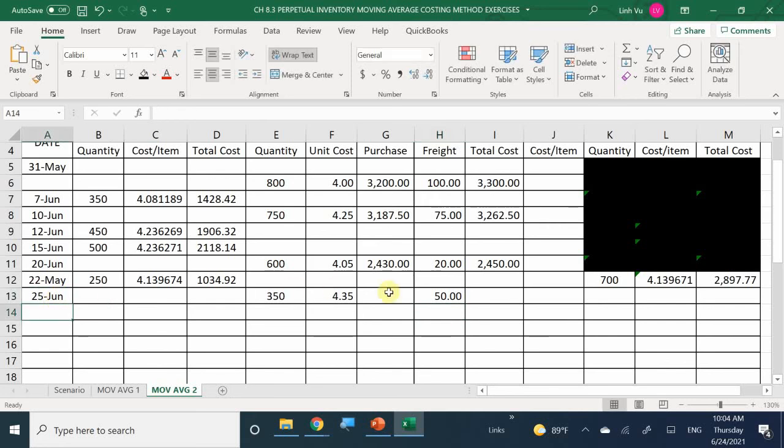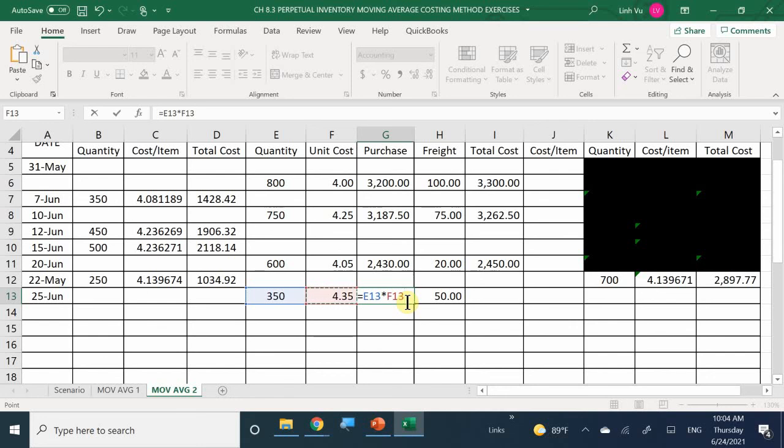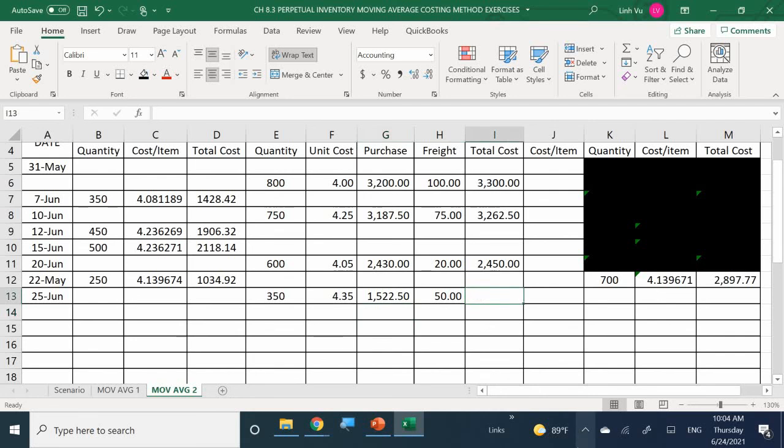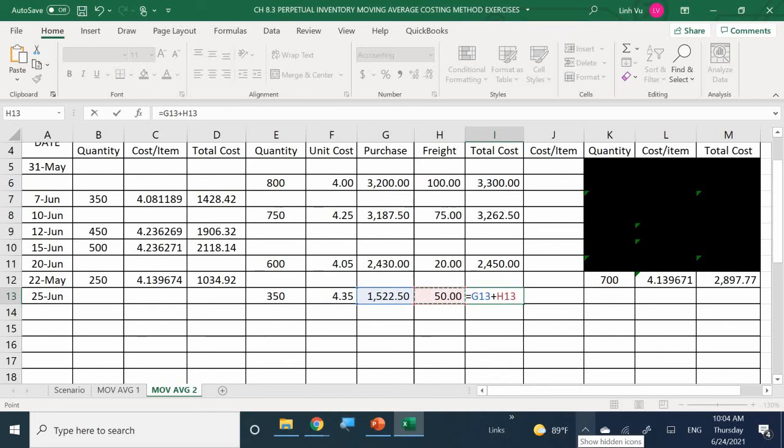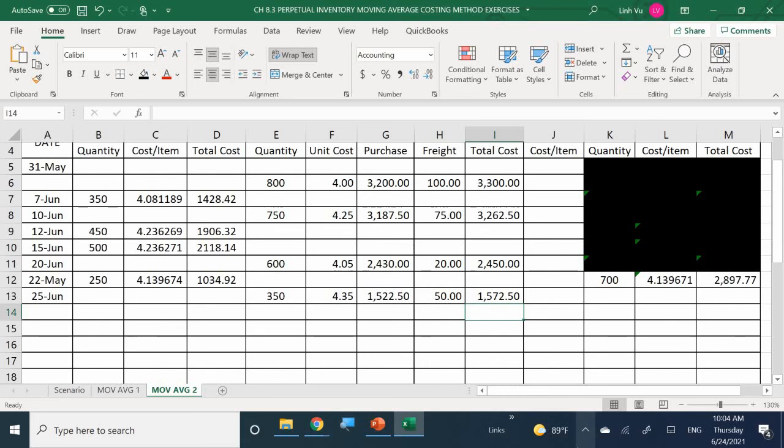Okay, so what's my purchase price here? $1522.50. Plus $50. Sorry, let me get back on track here. 1572.50. 1572.50. Okay, so let's go ahead and update my inventory.